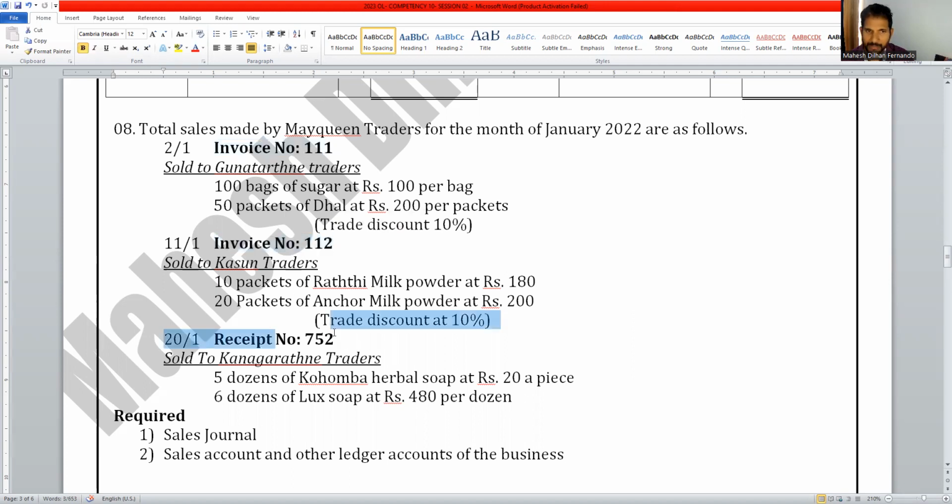This is a receipt. Now think, as sir told you, what we can record in the sales journal. Can we record the first one? Yes, we can. Can we record the second sale? Of course we can. But you can't record the last sale. Why? Because this is a cash sale. We don't record the cash sales here. You can start it now. Hurry up.